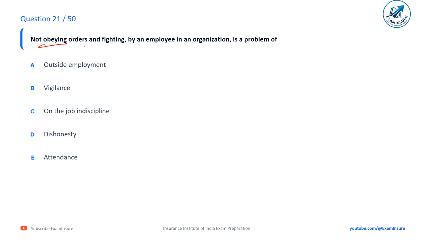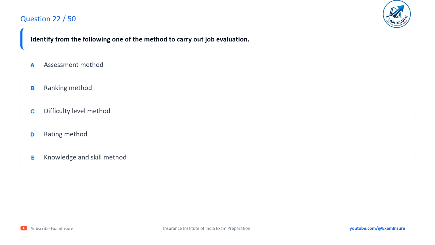Not obeying orders and fighting by an employee in an organization is a problem of outside enjoyment, vigilance, on the job indiscipline, dishonesty, or attendance. So, this is the problem of on the job indiscipline. Identify from the following one of the methods to carry out job evaluation. Assessment method, ranking method, difficulty level method, rating method, or knowledge and skill method. So, here correct answer is ranking method.